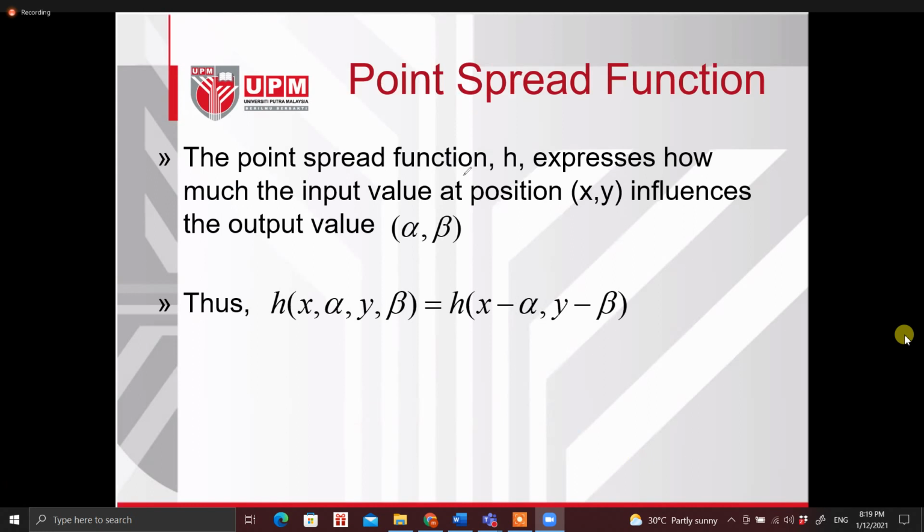So that particular point spread function H, I'm going to use a small h from now onwards because I want to differentiate between h in spatial resolution and h in frequency domain, which we are going to see later. So we are going to use a small h, not the big H as in the previous slides, but it relies on the input value at the position of x and y input and the output value at the position of alpha and beta. So what is X and Y and what is alpha and beta?